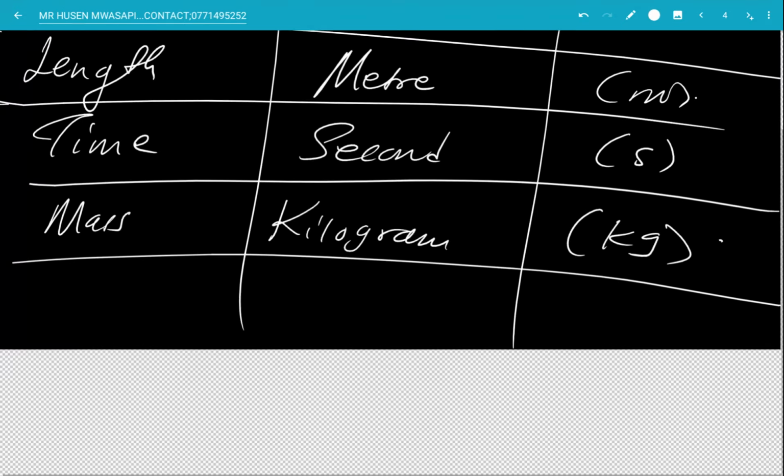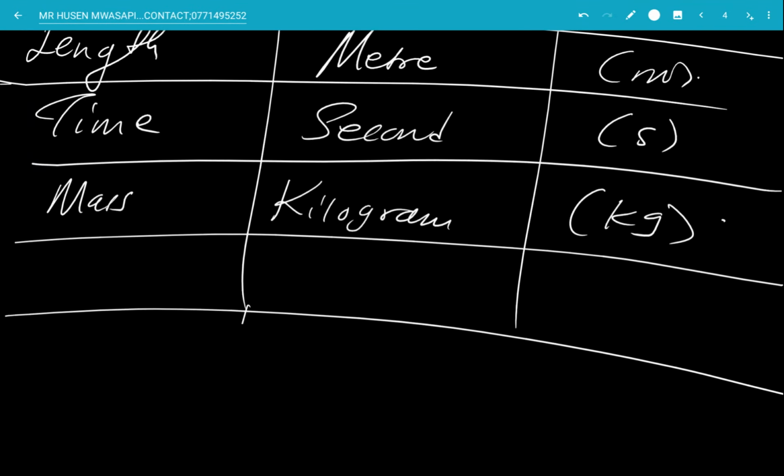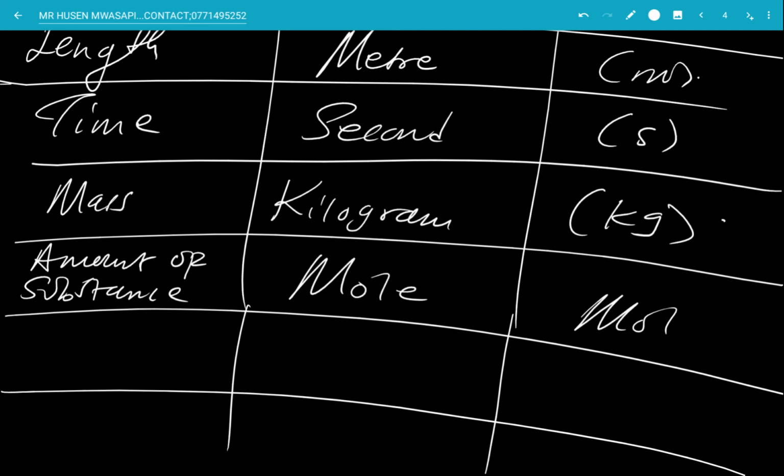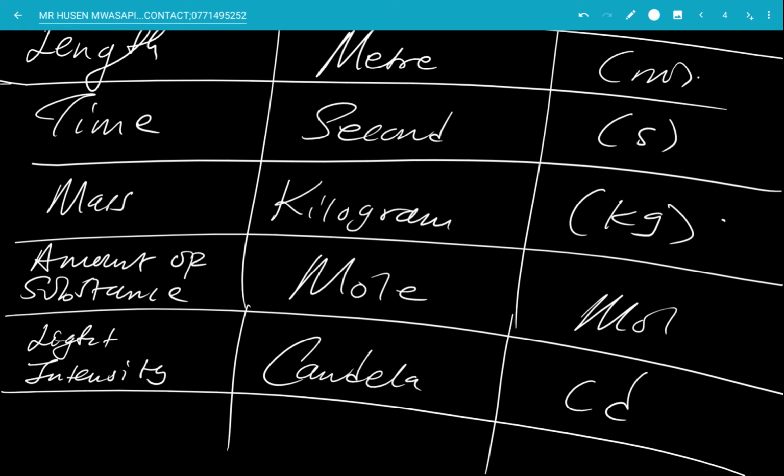Now going to what I was trying to explain, which is the amount of a substance. The amount of a substance is mostly highlighted in chemistry. The amount of a substance has the SI unit called moles, so the symbol is just mol. Then we also have light intensity. Light intensity, other books would say luminous intensity. So light intensity is measured in what we call candela. The symbol is just cd.